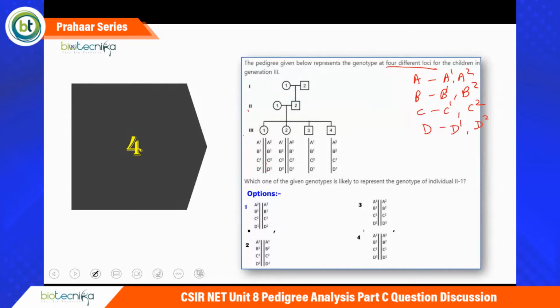Okay, right? Now the question is, which of the given genotypes is likely to represent the genotype of individual 2-1? So who is 2-1? This female here. Now, first of all, once we see the third generation's genotype, can you people tell me whether these 4 loci, A, B, C, and D, are present on an autosome or on the X chromosome? Quickly, can I have some answers? These 4 loci, are they present on the X chromosome or on autosomes?